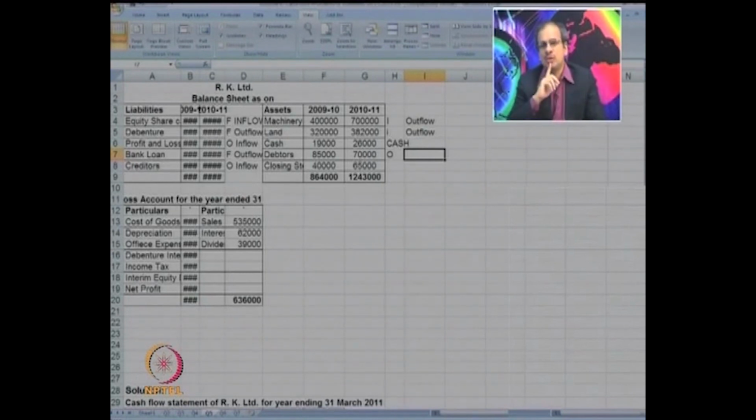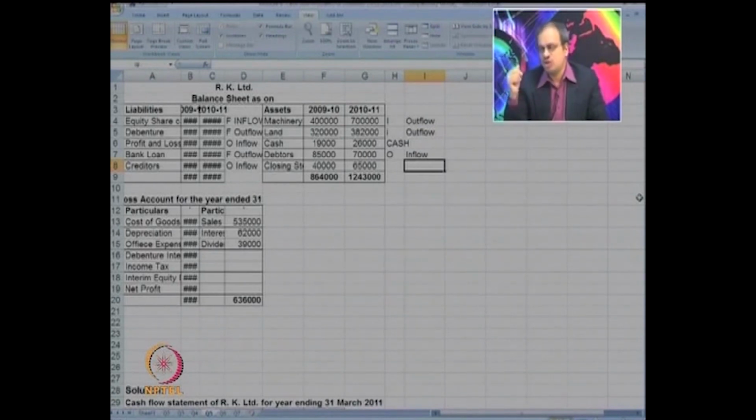So, what does it show? The balance of debtors has gone down from 85 to 70. That means you can say that debtors have paid us some money, that is why it is an inflow. In case of current assets, you should know that increase in the current asset represents outflow, decrease in the current assets represents inflow. Right now, since the balance of debtors has decreased, it is an inflow.